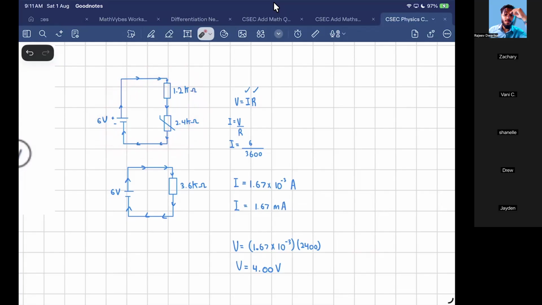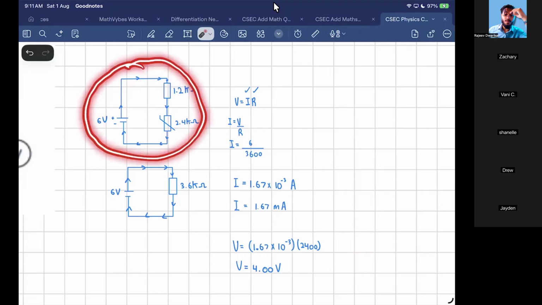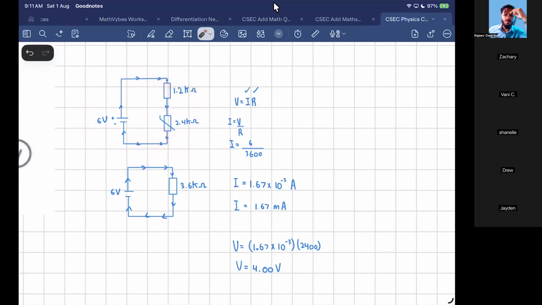So, let's just backtrack a bit. Drew, do you understand that this is a series circuit? Yeah. If it's a series circuit, then it's the same amount of current flowing through every single component. You understand or no? Yeah.